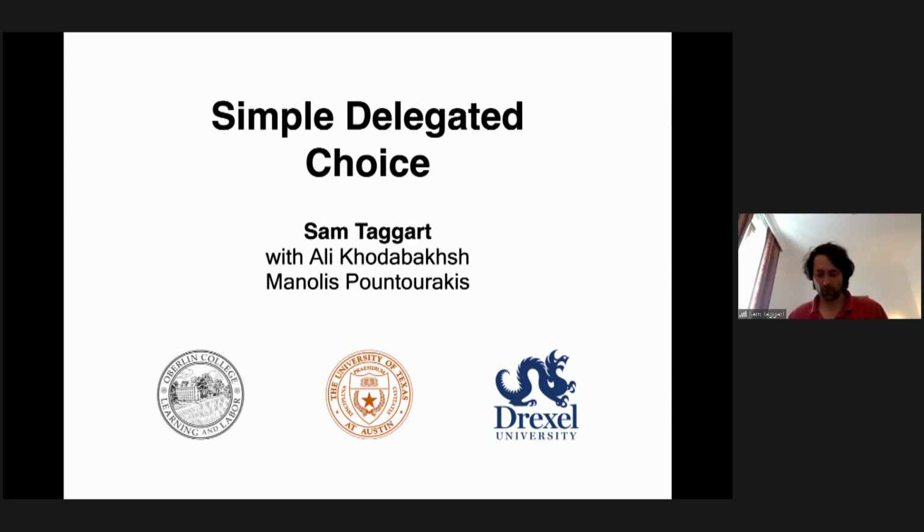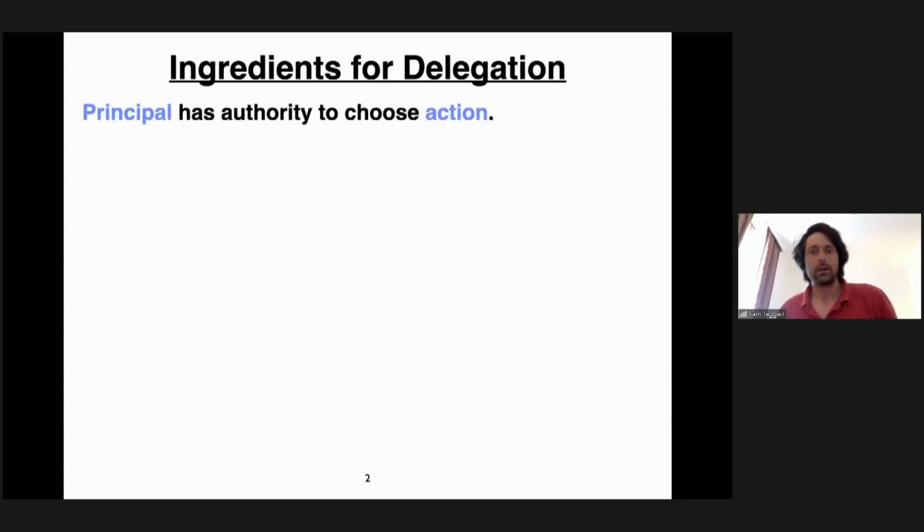Okay, so this is joint work with Ali Kodabash, who was a grad student at UT Austin at the time, and Manolis Pountourakis, who is faculty at Drexel. I'm going to be talking about a canonical model in microeconomic theory that until very recently hasn't seen any attention from TCS. So this is going to be very similar to what Shaddin showed you, but we'll deviate in a few pretty key ways.